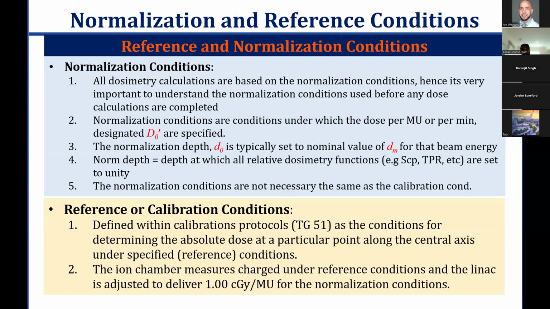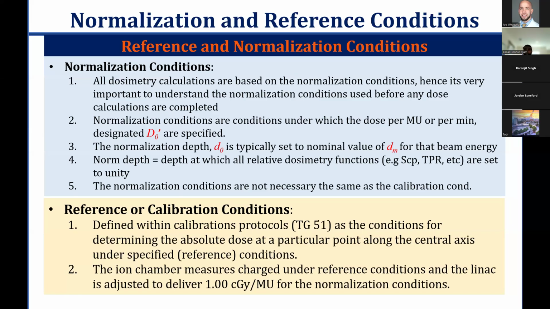So calibration is conducted under reference conditions as defined by TG51, and these conditions ensure that we are delivering an accurate absolute dose to the patient. Think about calibration as a fundamental benchmark, like making sure that your car speedometer matches the actual speed, so you know you are delivering the right dose. During calibration, we use an ionization chamber placed under reference conditions defined by TG51, which for photons is a depth of 10 cm in water with a field size of 10 by 10. The reference depth for photon beams is set to 10 cm in water.